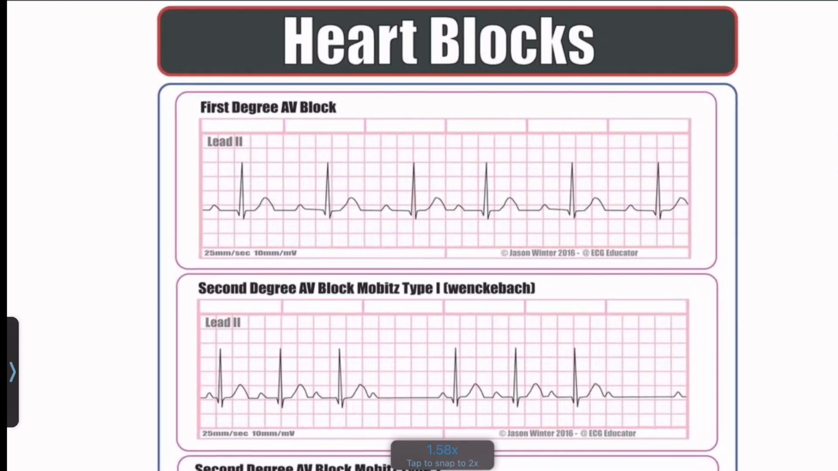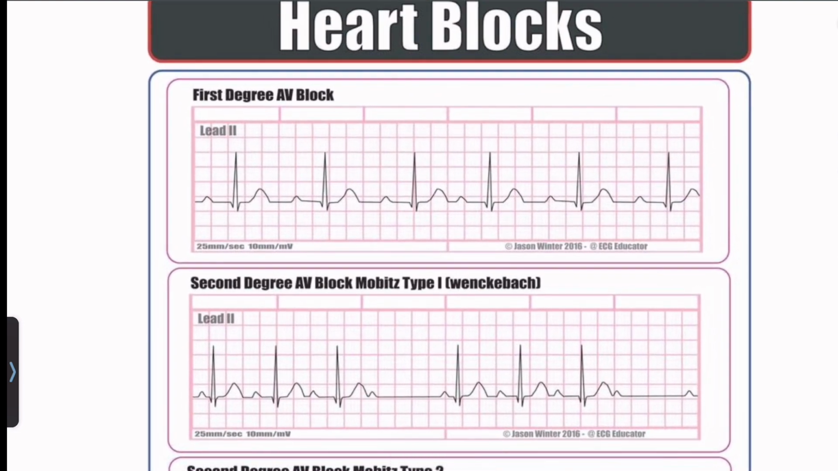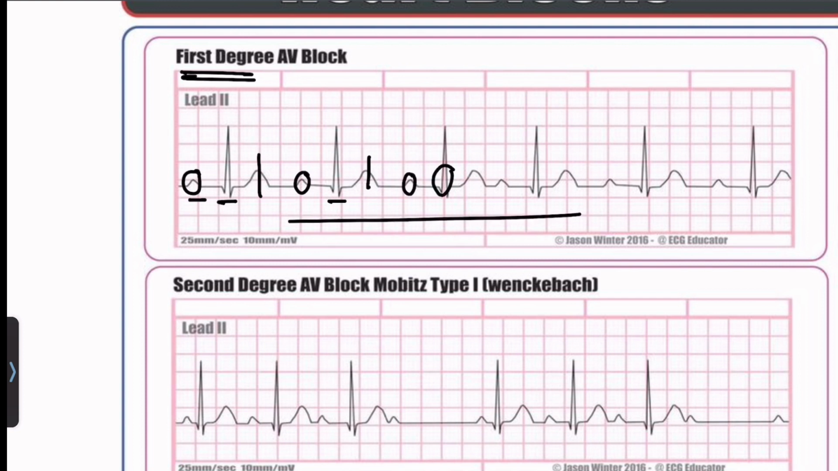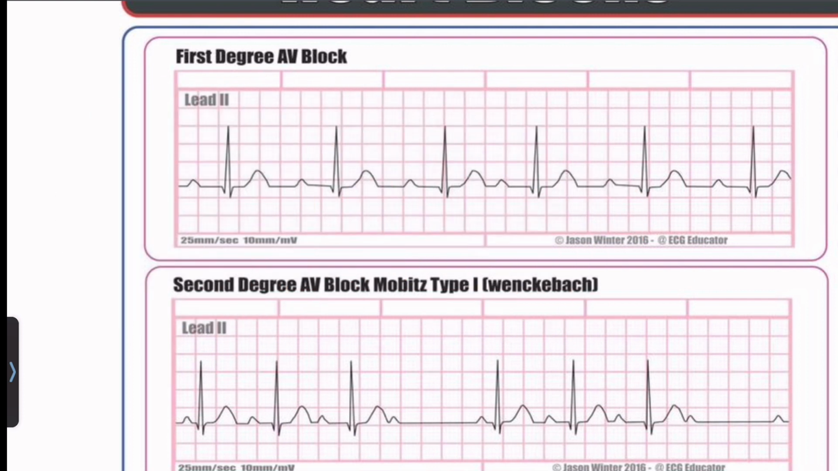So here you can see the first degree AV block. Look at the P wave first. Every P wave is followed by a QRS complex, T wave, P wave, QRS complex, T wave, P wave, QRS complex. So this is following the normal pattern. But look at the intervals. Look at the PR interval.